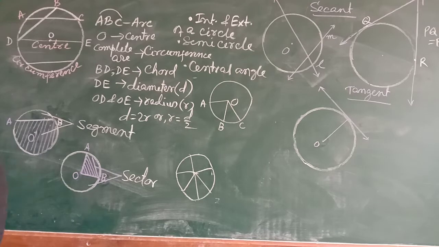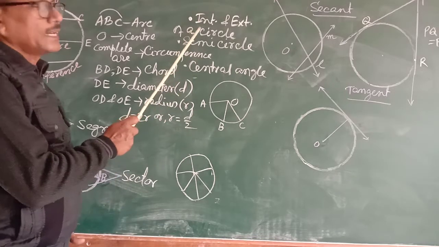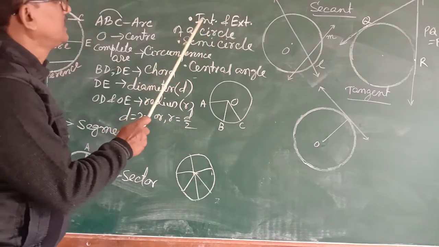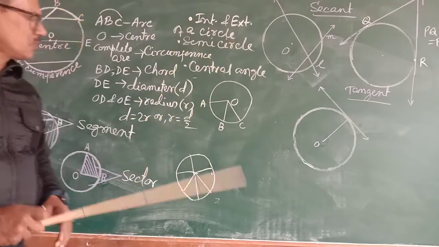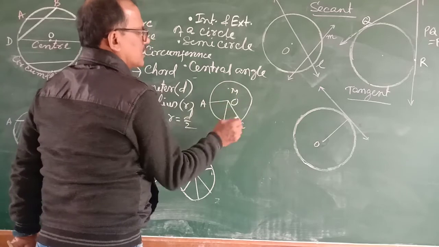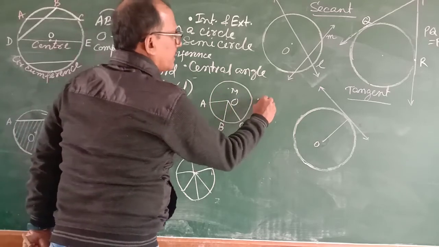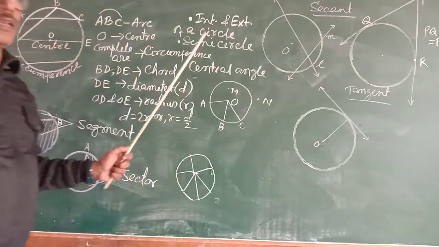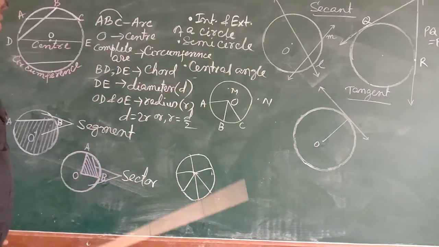Now I will tell you some of the aspects of the circle, such as interior and exterior of the circle. You all know this point. If it is a point in the interior of the circle, it is in the interior, and a point outside the circle is called the exterior of the circle. Okay, could you understand?